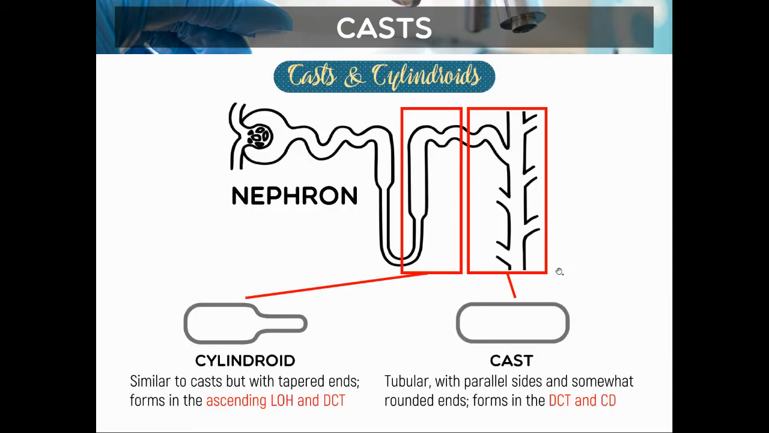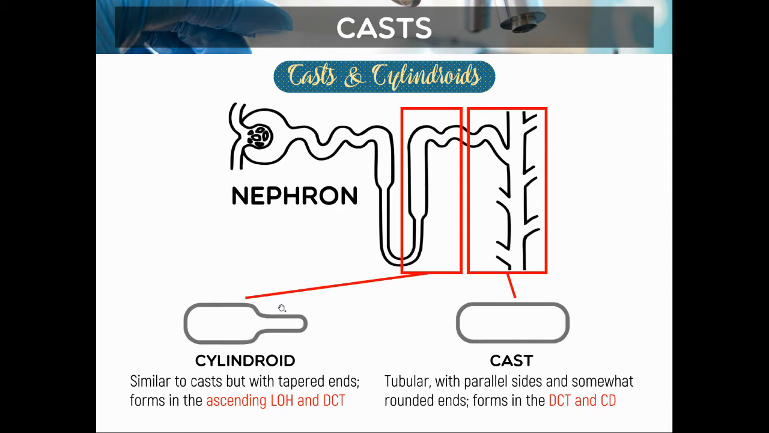So, as we proceed to our next slide, we have our casts and cylindroids. What is the difference between cast and cylindroid? Basically, the difference is where they form. Cylindroid is similar to cast but with tapered ends. It forms between the ascending loop of Henle and the distal convoluted tubule. Again, this is our glomerulus, our proximal convoluted tubule, our ascending loop of Henle, our distal convoluted tubule, and our collecting duct. So cylindroid is similar to cast but has tapered ends because it forms in the ascending loop of Henle and the distal convoluted tubule.